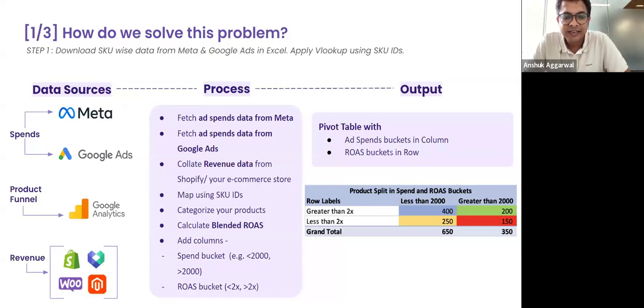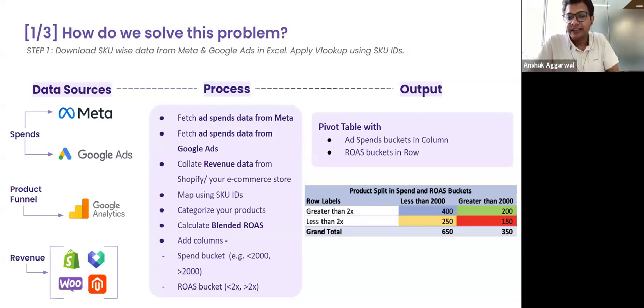The first step is to get all the data sources in place, and this is not as difficult as it might sound. We need to download spends data from Meta and Google Ads. I showed some screenshots on how it can be done. We need to download analytics data from Google Analytics 4, and this can also be done at an SKU level. And we need to download revenue data from the website backend. Again, it can be done at an SKU level. For catalog sizes of 100 or 500, Excel can do it very easily. For larger catalog sizes, of course, we may face some challenges.